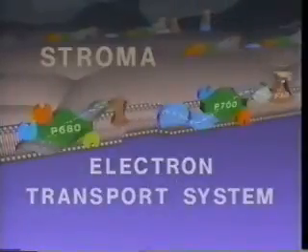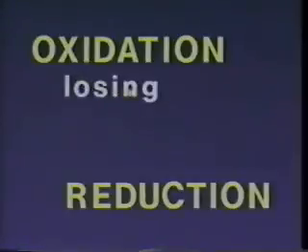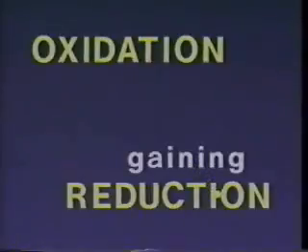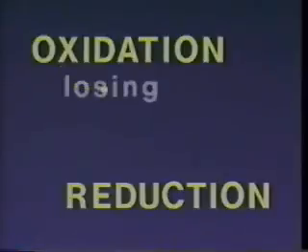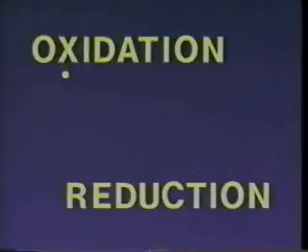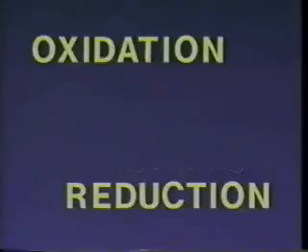The electron transport system consists of an elaborate chain-like series of oxidation-reduction reactions. For our purposes, we'll think of the oxidation-reduction reactions in their simplest form. Oxidation means losing electrons, while reduction, the opposite process, means gaining electrons. Both oxidation and reduction must occur in order for the electron transport system to function. Each time one of the electron carrier molecules loses an electron, it is said to be oxidized. And the electron carrier that gains the electron is reduced.